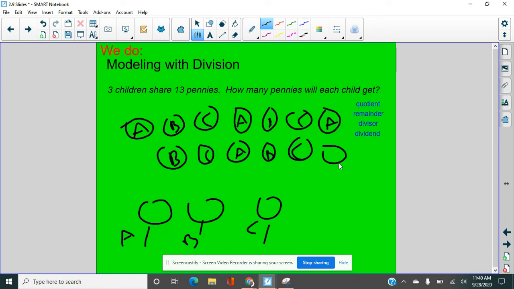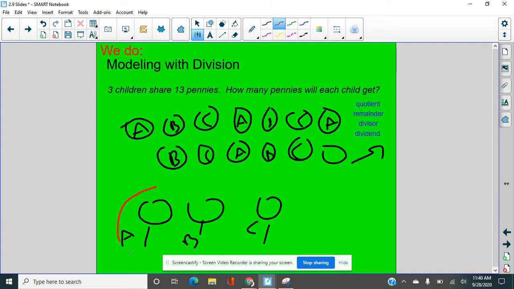Well, let's think about that. What would we do with this penny? We have to give all the kids the same amount. What would we do with this penny? Yeah, just like we did in the previous problem, we have to kind of ignore that penny, right? Maybe Mr. White gets that penny. So how many pennies will each child get?